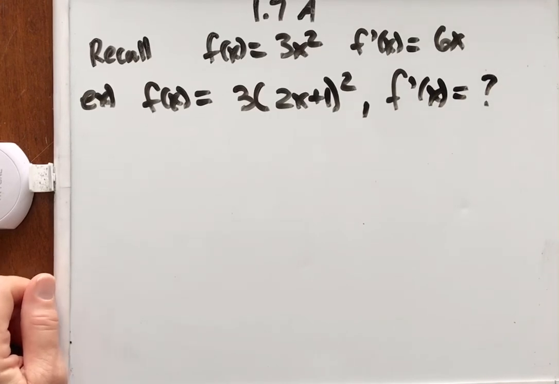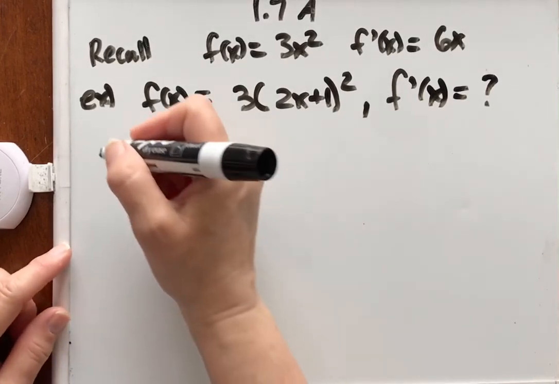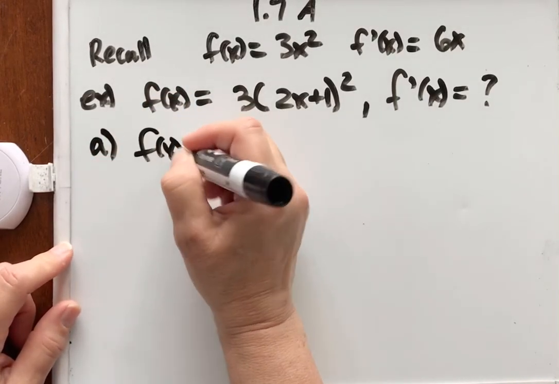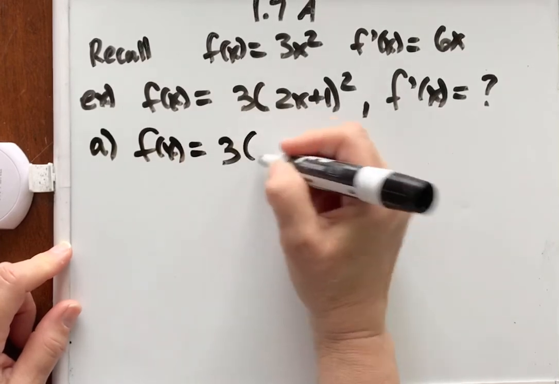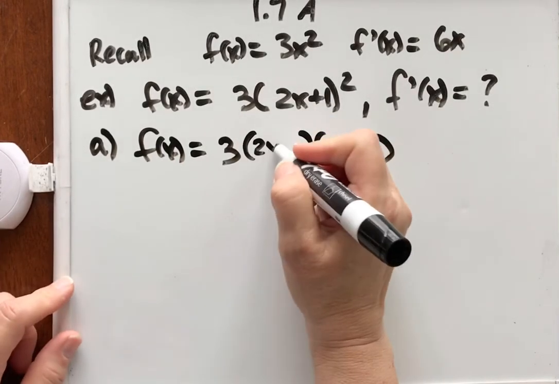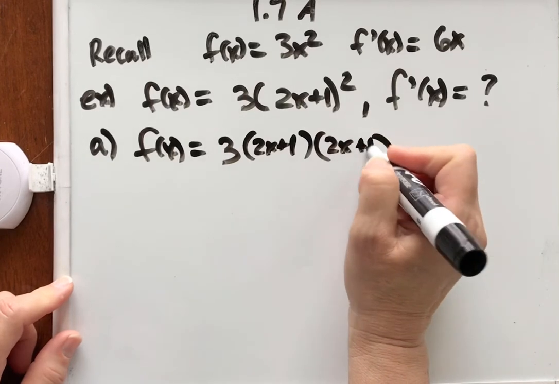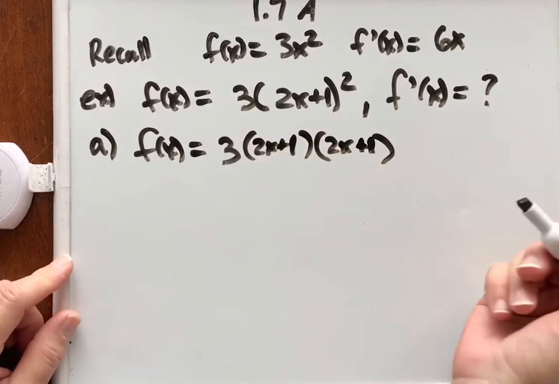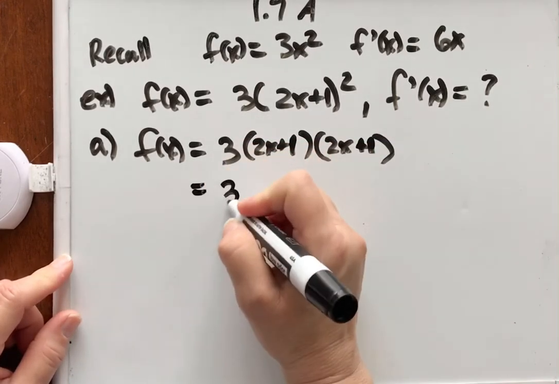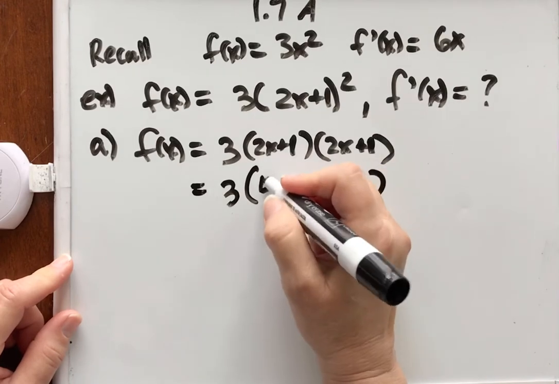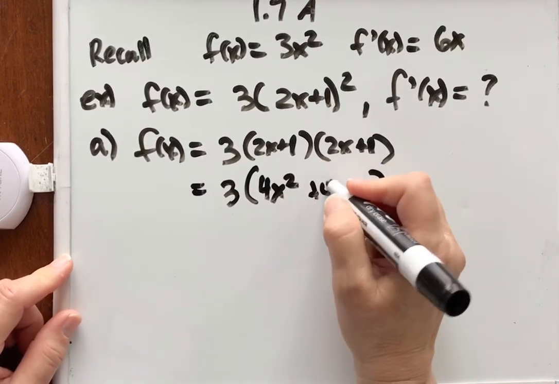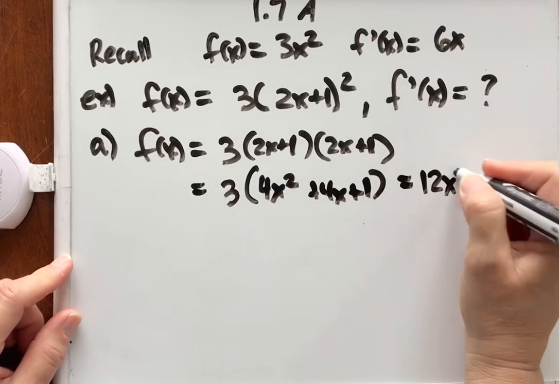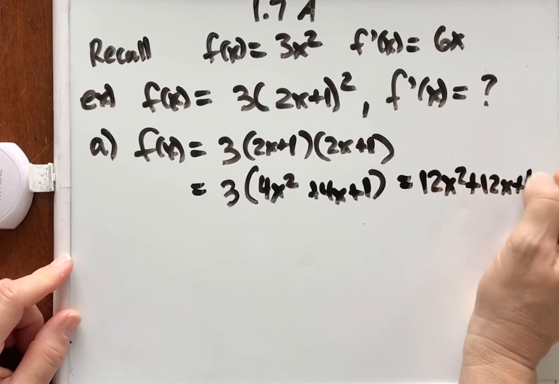Well, we could do it two different ways. Actually, there's three, but let's look at one way. I'm just going to call it A. We could change f of x and change that square to (2x plus 1) times (2x plus 1). All right. Then we could FOIL and multiply by 3. So if foiling, we have 4x squared plus 4x plus 1. And then we'd bring out 12x squared plus 12x plus 3.